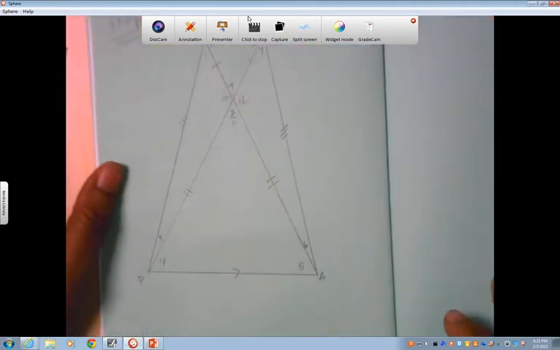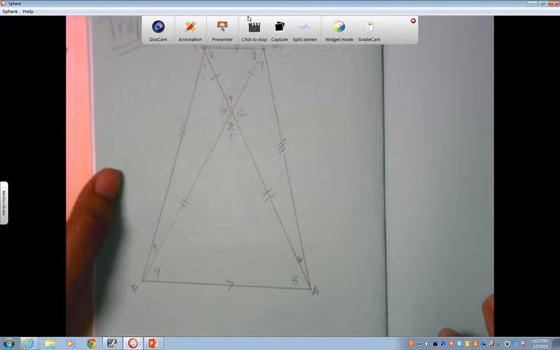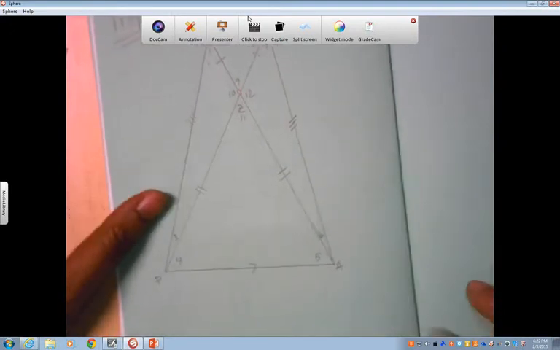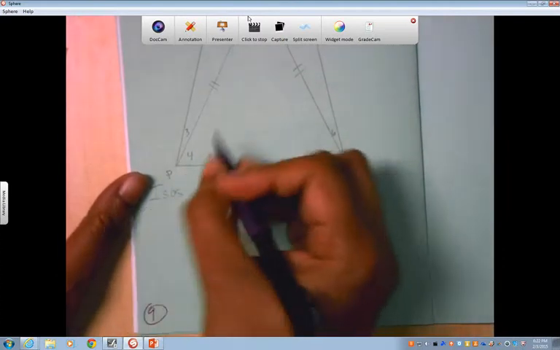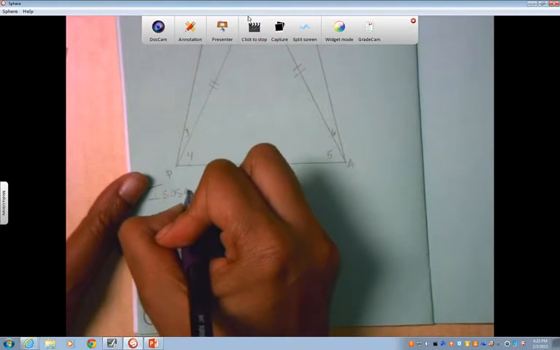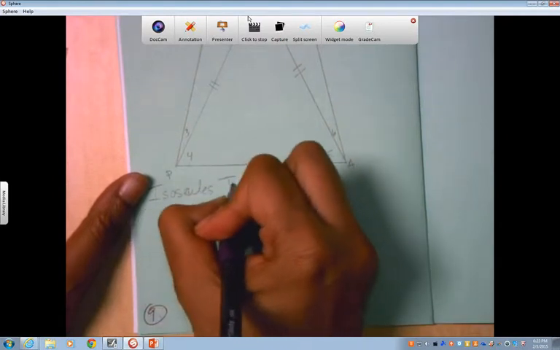Okay. Now, for an isosceles trapezoid, which we have here, and I'm just going to put it at the bottom here. Isosceles trapezoid.